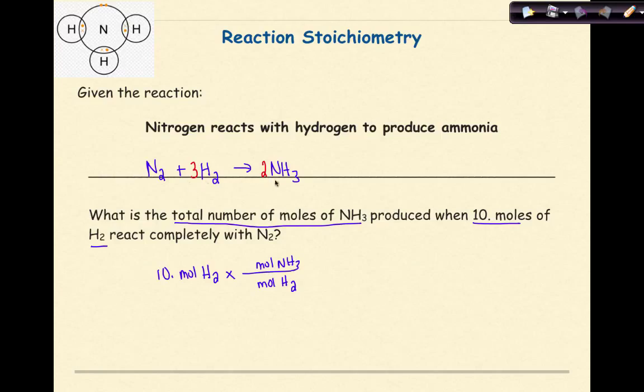And again, I'm going to look at the coefficients in front of the NH3, which is a 2, in front of the H2, which is a 3. I know I have this set up correctly because moles of H2 cancels moles of H2. I'm left with moles of NH3, which is what I want. So 10 times 2 divided by 3, which will be 6.7 moles of NH3 when done to the proper number of significant figures. So here I started with 2 significant figures. I want to end with 2 significant figures. And this middle component right here, we don't worry about that because those are considered exact numbers.